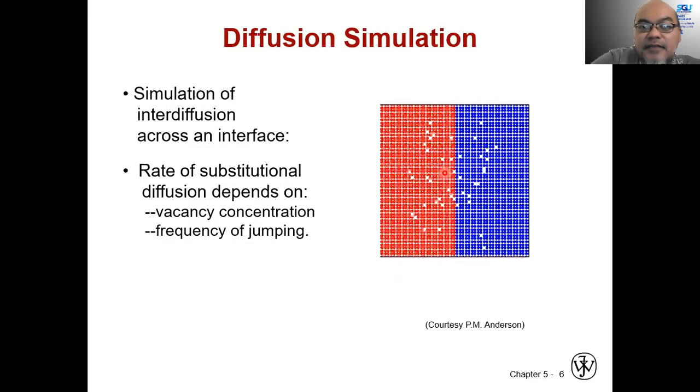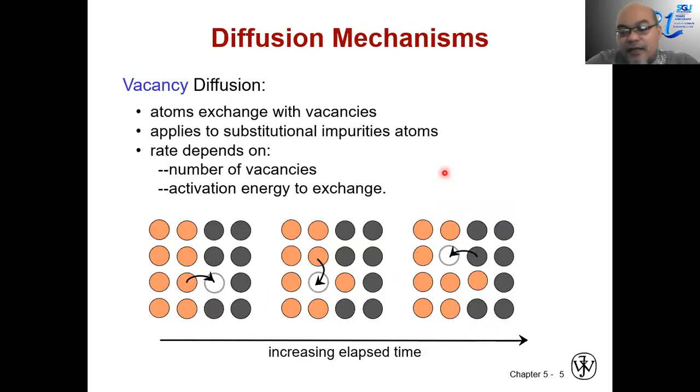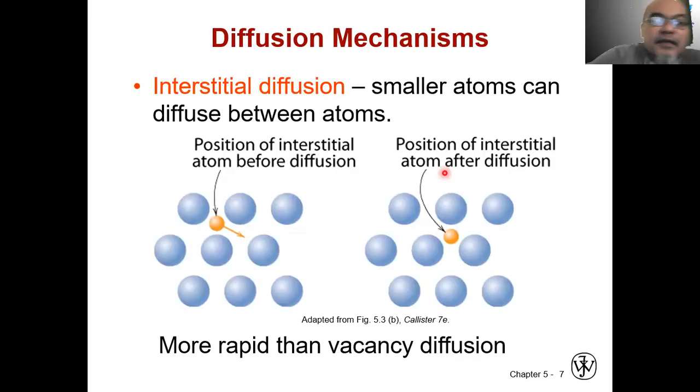So besides the vacancy diffusion like this, there is also a mechanism called interstitial diffusion. This is where the impurity is in the form of smaller atoms compared to the host atom. The smaller atom then can diffuse in the space between the host atoms. For example, here, initially this small impurity atom is located here. Then after a while, it will move to this space between the host atoms.